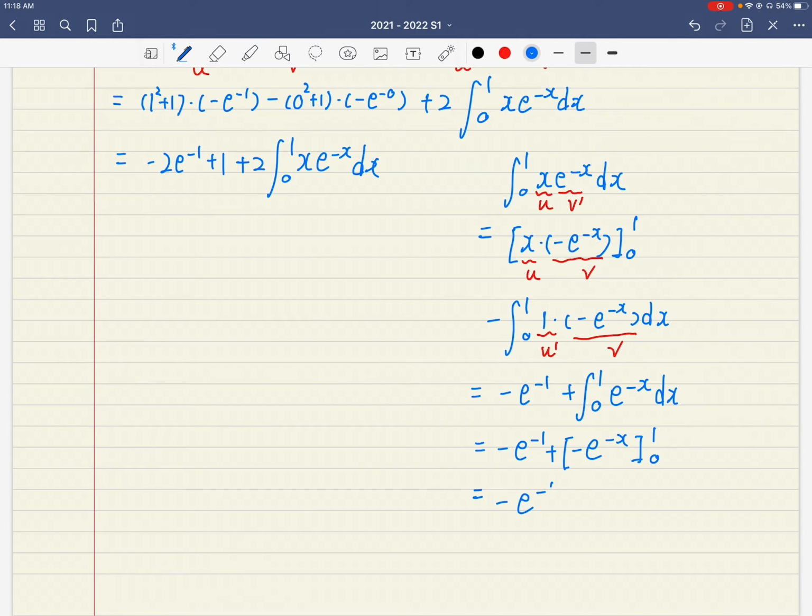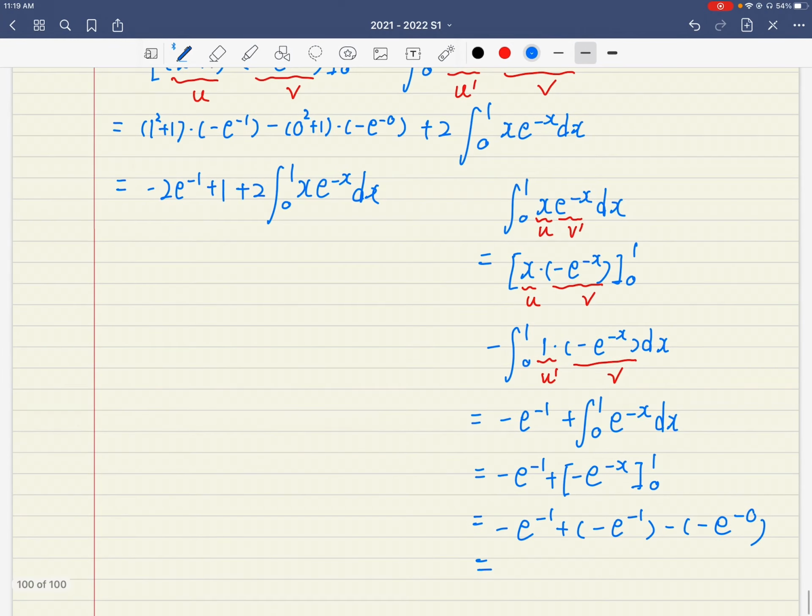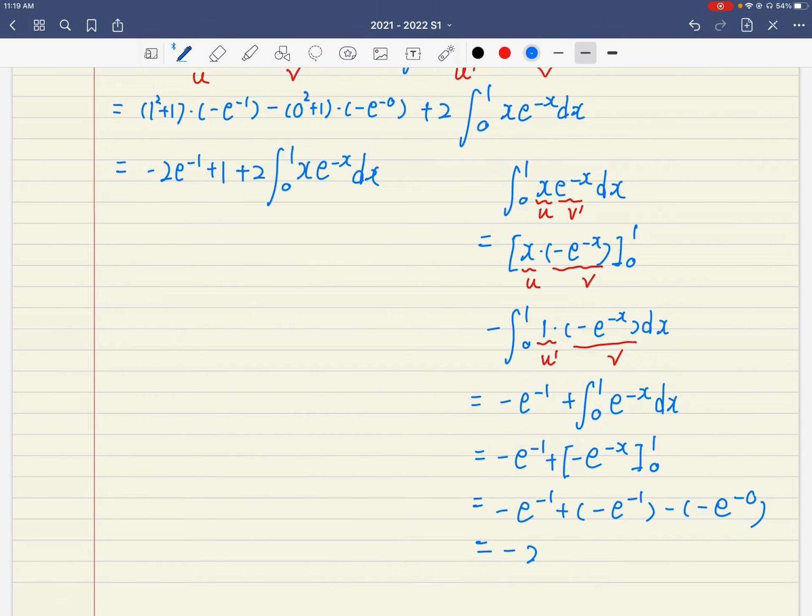Just do it. Is there any mistake? So it's negative 2e to the power of negative 1 plus 1.